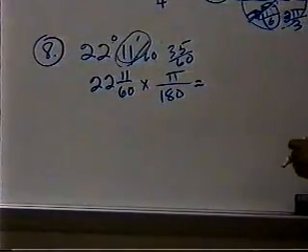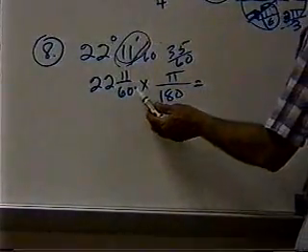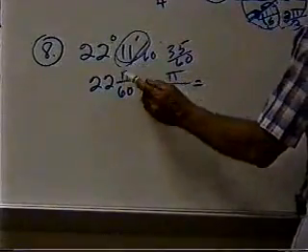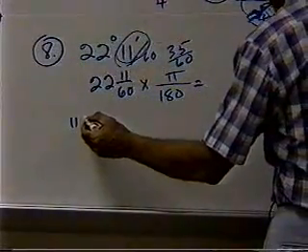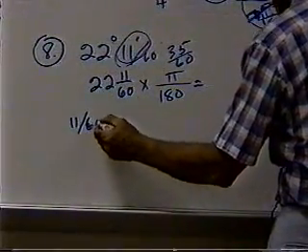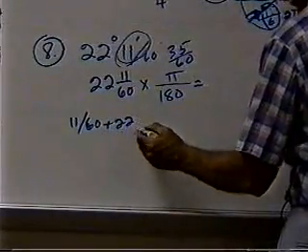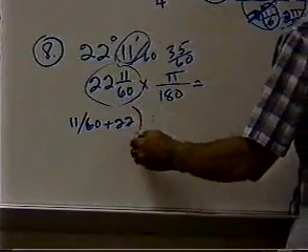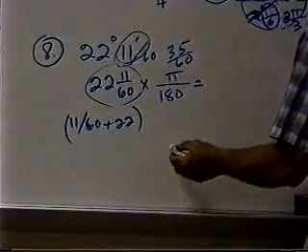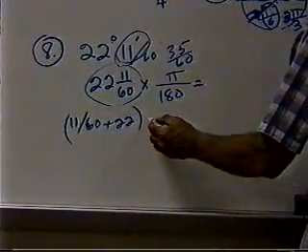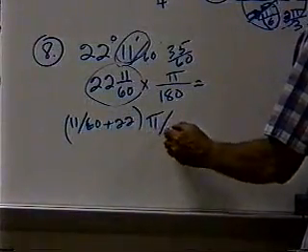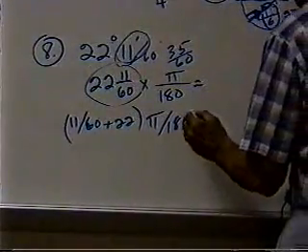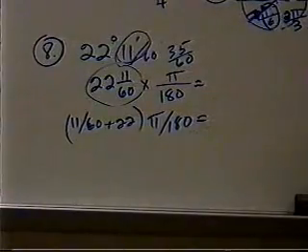So, calculator method, a lot of different ways of doing this. A simple calculator method is to do this. Take 11, divide it by 60, add 22, and you now have this answer. And then, of course, if I were you, I would multiply, put it in parentheses, and then multiply by pi divided by 180. And it'll give you that calculation.